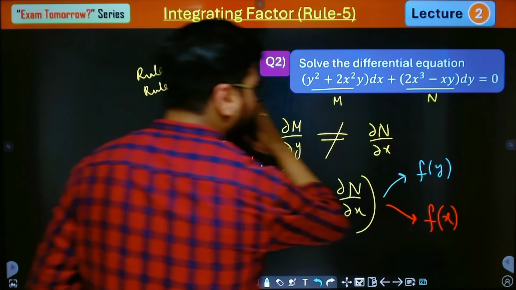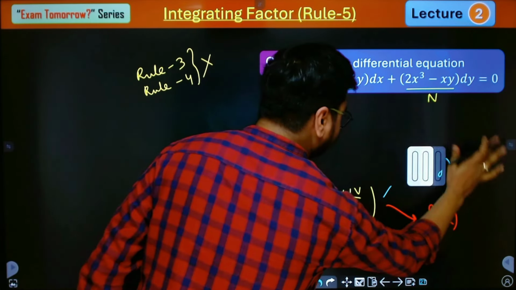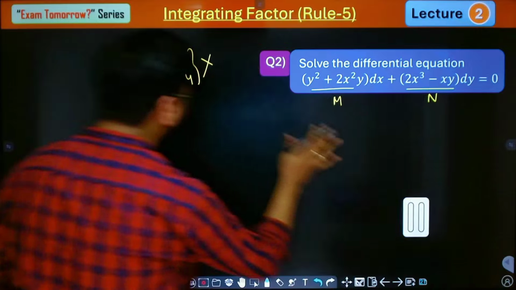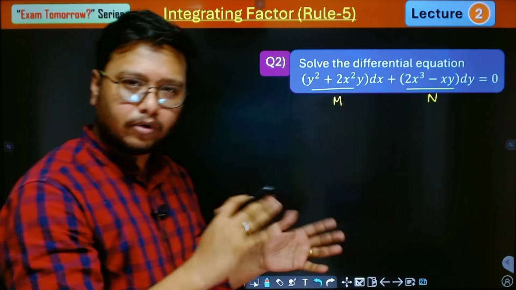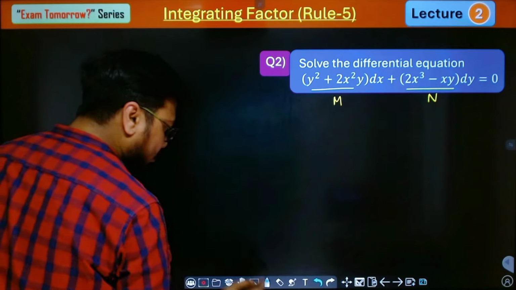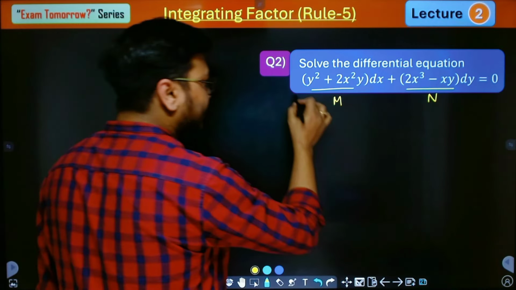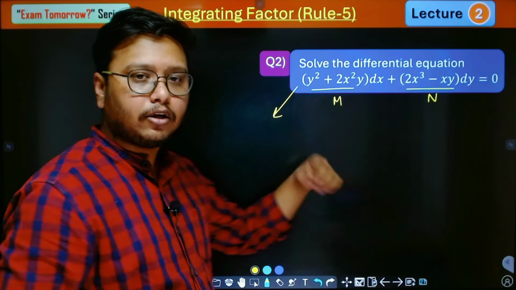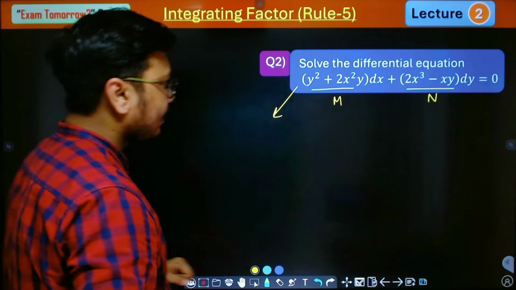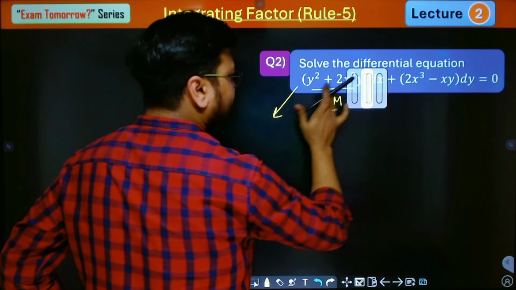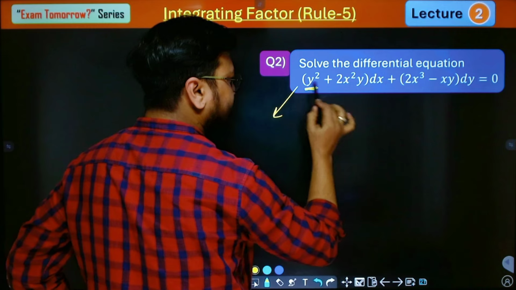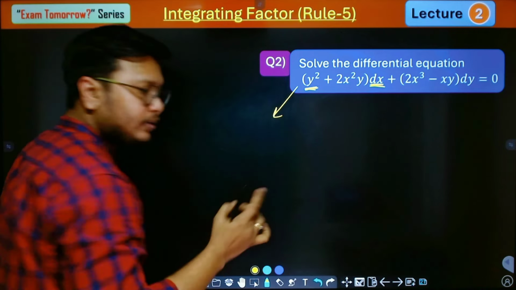Understood? Okay, so let's do this question as per rule number 5, because we already know this is rule 5, so I'm not going to do the partials right now. We need to arrange it and make it look like rule number 5, right? So as I told you the process, just focus on the first term, okay? The first term that is associated with dx.